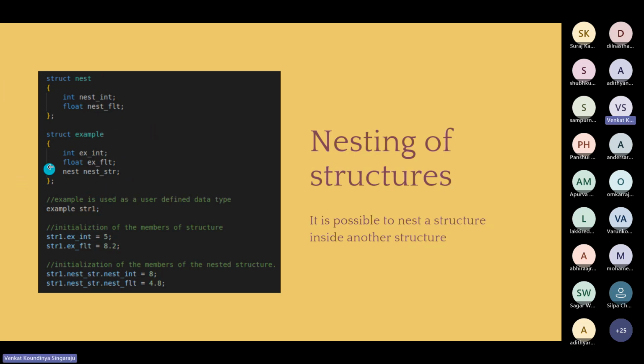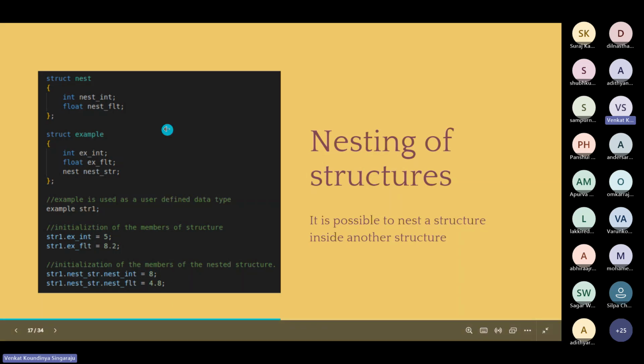So how do we access these variables? Once again, let's see. We are declaring an instance of the example structure, str1. Basically, you do the same thing to access exint and exflt. You use the dot operator. str1.exint is 5. str1.exflt is 8.2.